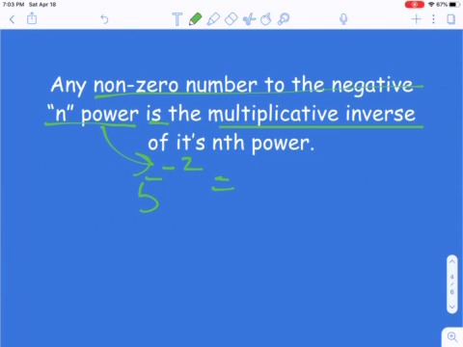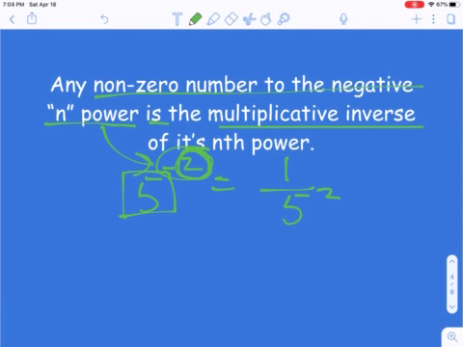Well, I know that the multiplicative inverse of 5 is 1/5. And then of its nth power means that we just take this, right? It says to the negative n power. So the nth power would just be taking this number right here and leaving the negative. So it gives me 1 over 5 to the second power. Okay? This is really kind of wild if you think about it. They're telling us we can just take this and write it in a different way.